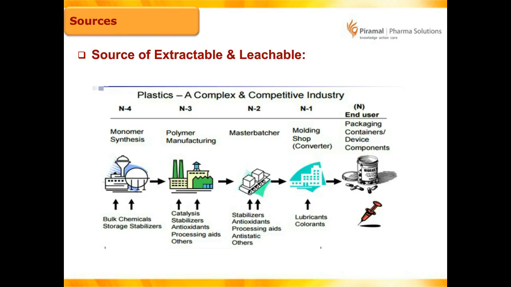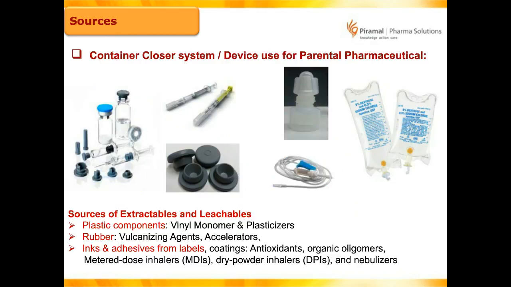Continuing on the same topic, this is a typical example of packaging material we use in the pharma industry, say rubber stoppers, PVDF syringes, plastic components, rubbers, inks, and adhesive forms. These all contain vinyl monomers, vulcanizing agents, antioxidants, and organic oligomers. So these components can all come as leachables in the formulation.